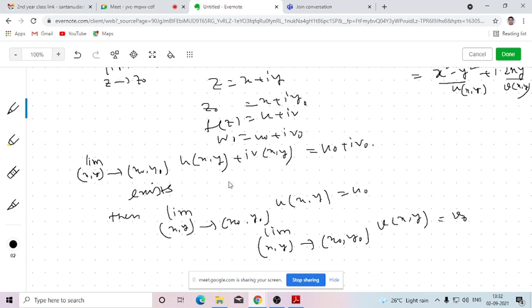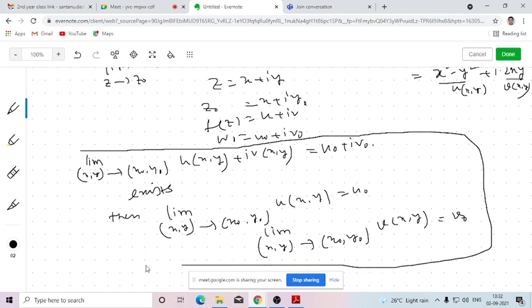Is that clear? Have you got it? Have you got it or not? If you have any doubt, you could ask me. Is that clear or not? Yes, sir. Okay. I am giving one example, then I think it will be clear.